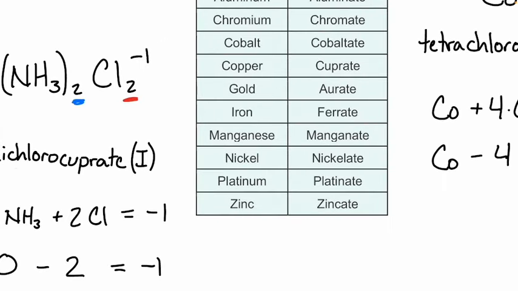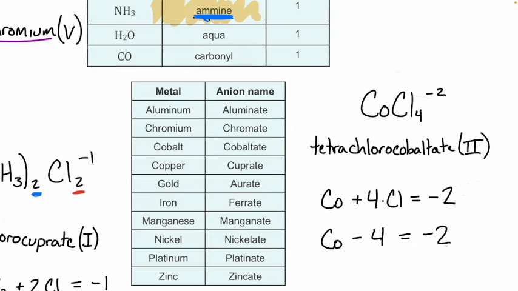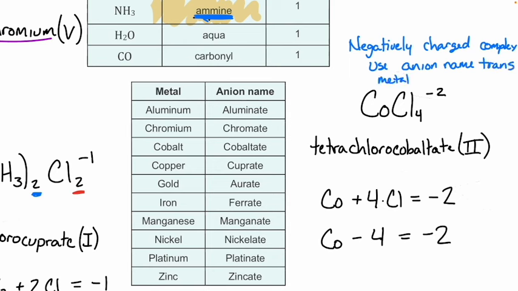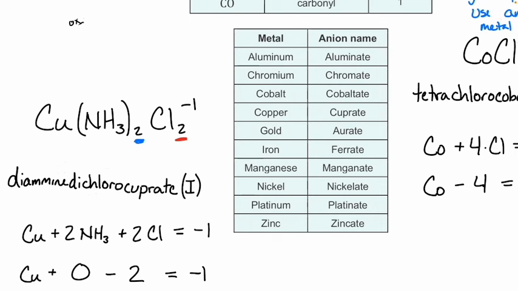Okay, so just two things to note about our last examples here. For negatively charged complexes, we have to use the anion name for our transition metal. Right, so since we had this negatively charged ion, we didn't refer to this as a cobalt, but as a cobaltate complex. Right, so negatively charged complexes, we're going to use the anion name of our transition metal. And then lastly, if we have multiple ligands, we're going to arrange them in alphabetical order.